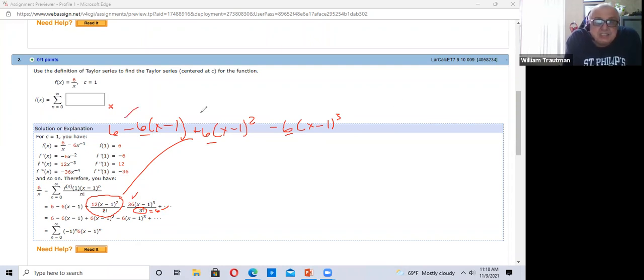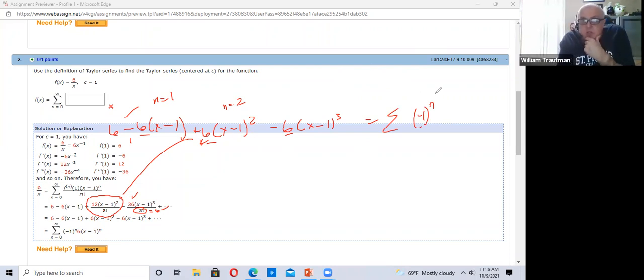And the signs change. So since the signs change like that, and we're going from n equals 0 to 1, you can see this is where n equals 1. This is where n equals 2, and so on. So since the signs are changing, we know we're going to have in our summation a negative 1 to the n power. When it's even, you end up with a positive number. When it's odd, you end up with a negative number.